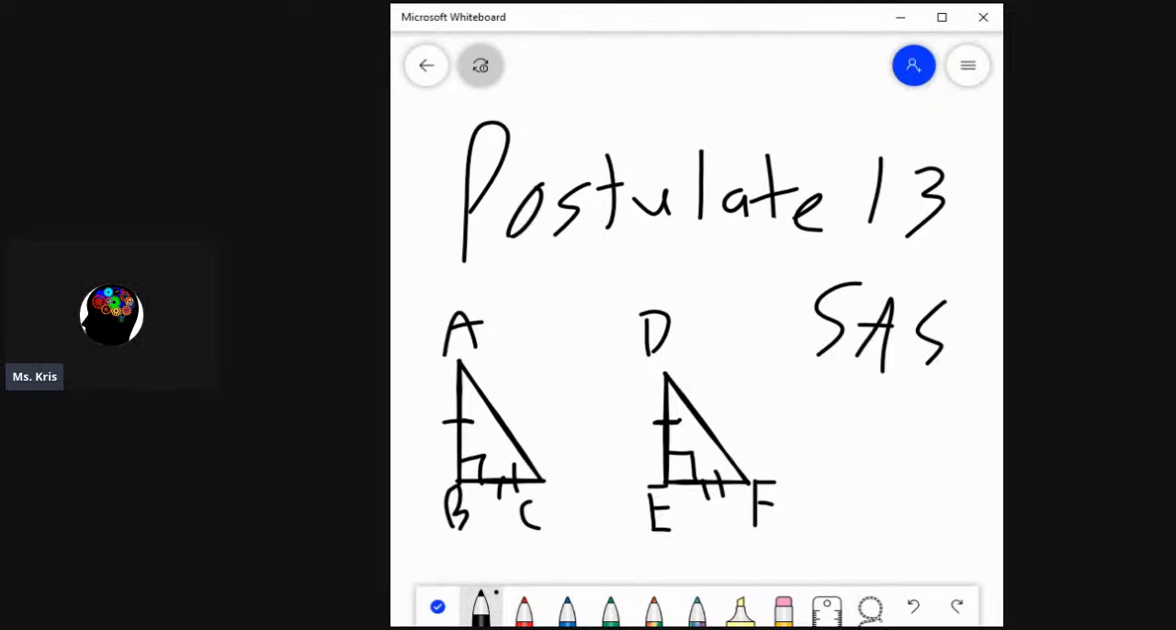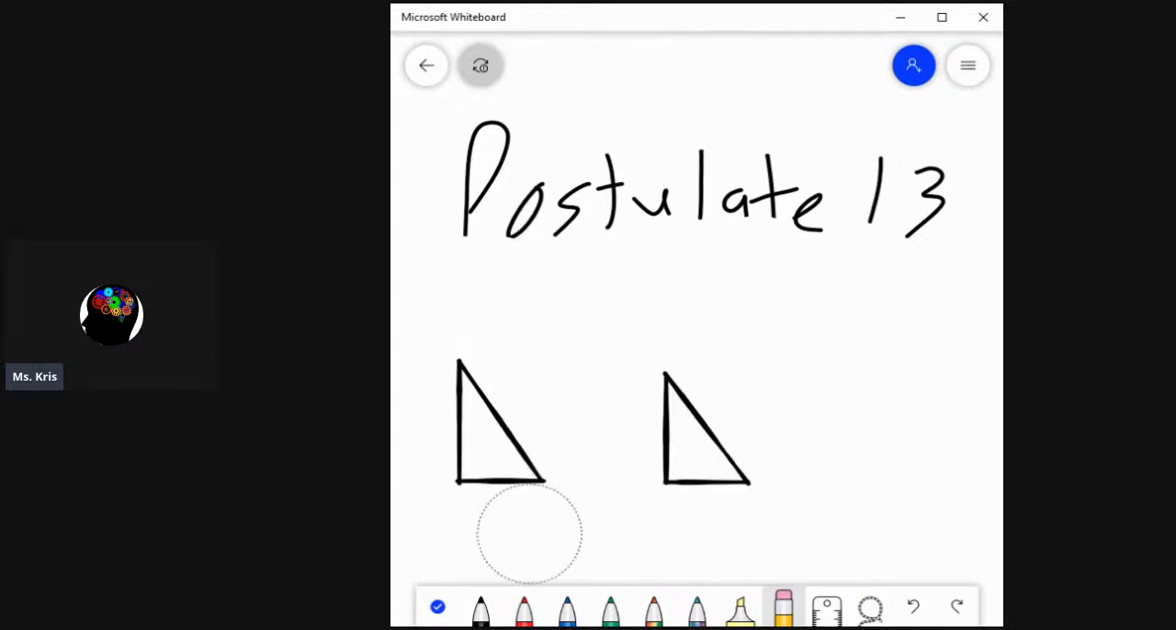Next postulate is postulate 14. In postulate 14, we find that if you have two angles and the included side of one triangle, and two angles and the included side of a second triangle, then the triangles are congruent based on the postulate angle side angle.